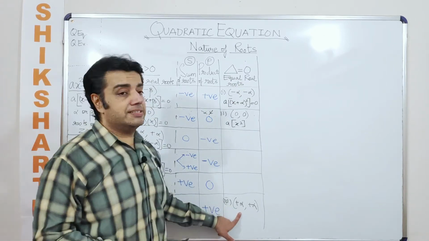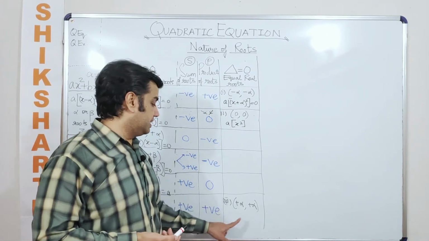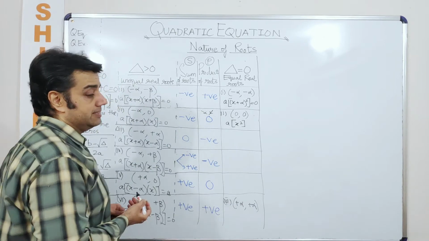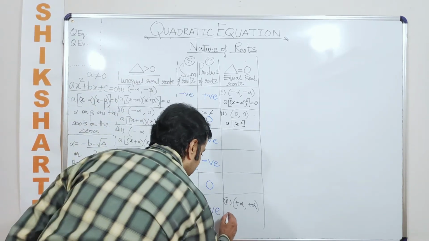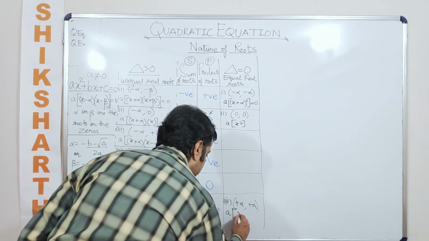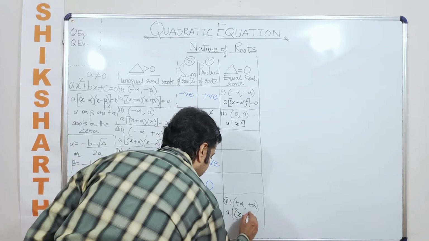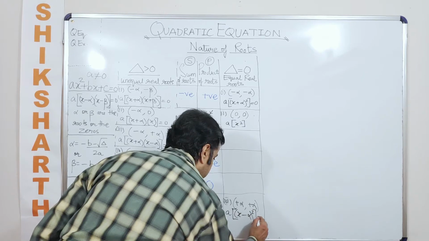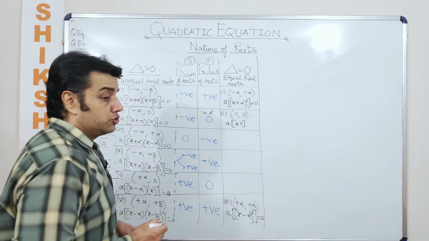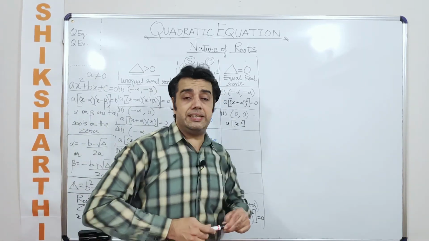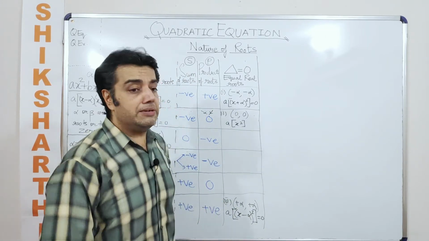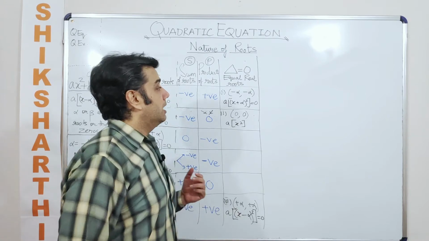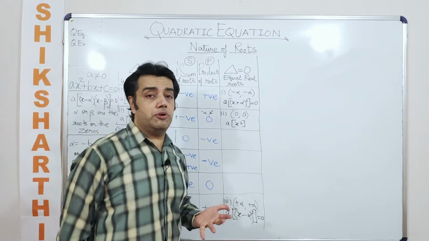The last case here is, I take both the roots as positive. Let's say plus alpha and plus alpha. In that case, their sum and product both would be positive only. What will be the equation here? The equation here will be a times x minus alpha into x minus alpha, which is x minus alpha whole square is equal to 0. So you learnt how to write the equation if the roots are given. Now the next thing that we need to learn here is, what if the sum of the roots is given?